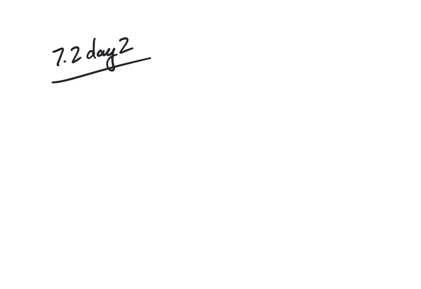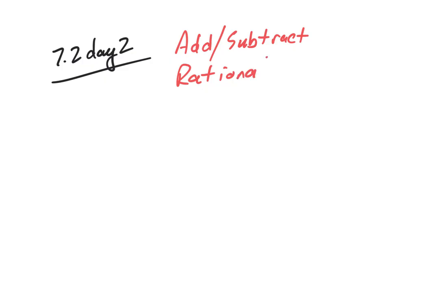Two. It's a continuation from yesterday. And yesterday what we talked about was adding and subtracting fractions, rational expressions. But yesterday, most of what I gave you was common denominator already. Towards the end of the lesson yesterday, we talked about how to find the common denominator if they weren't the same.